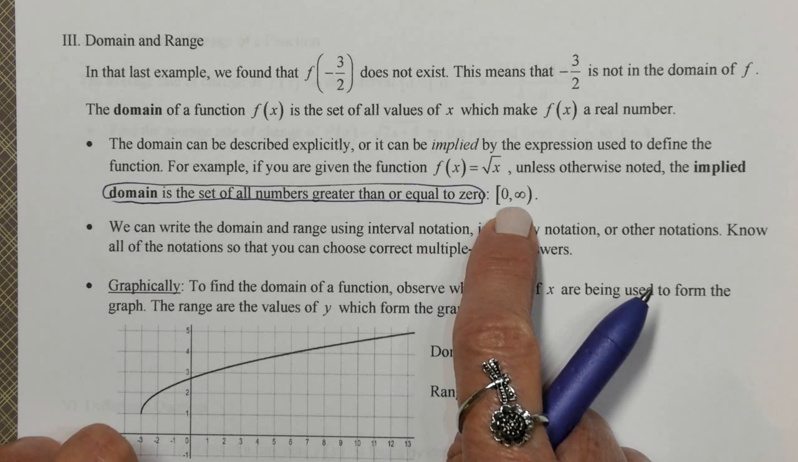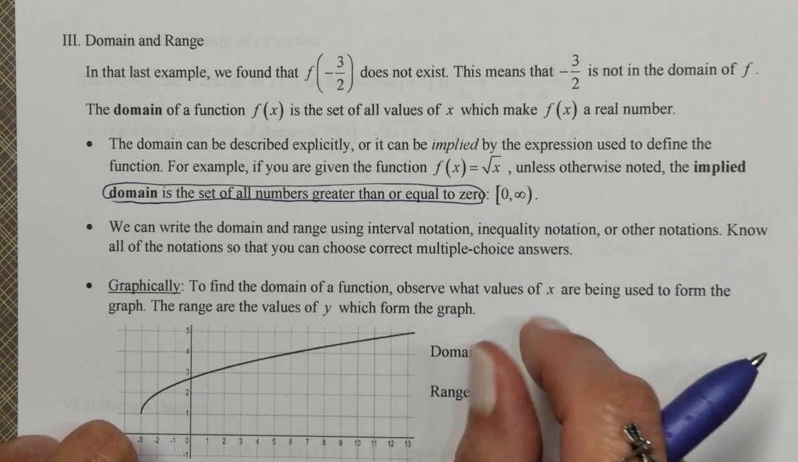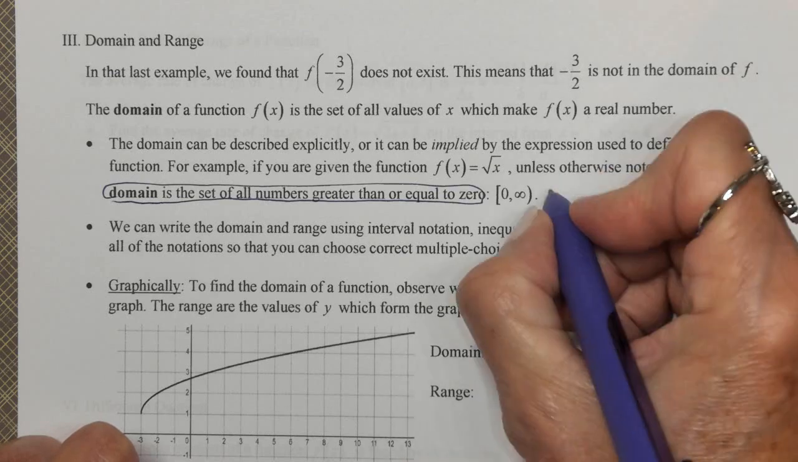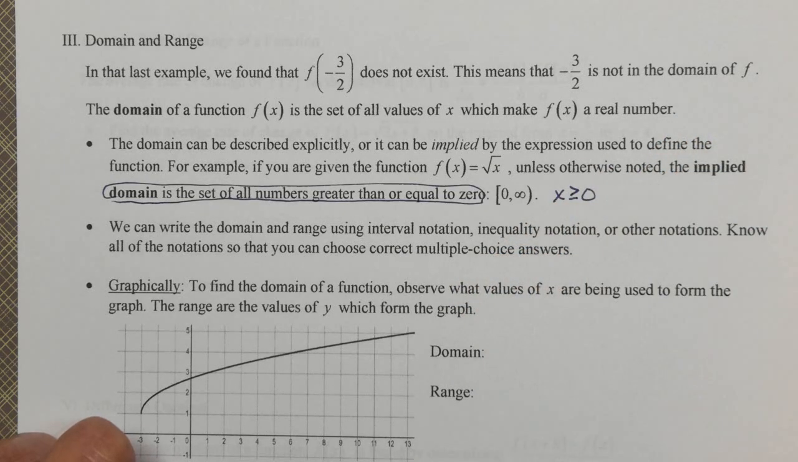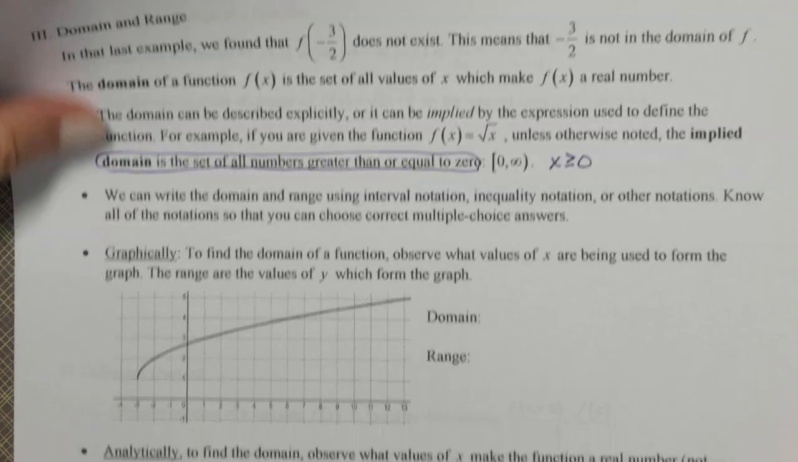We could have done it with interval notation, or we could have done it in inequality notation, which would have been x is greater than or equal to 0. That's inequality notation. Know all of those because of multiple choice questions. You want to be able to get that answer.